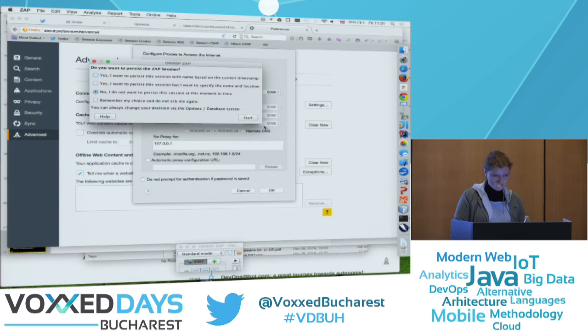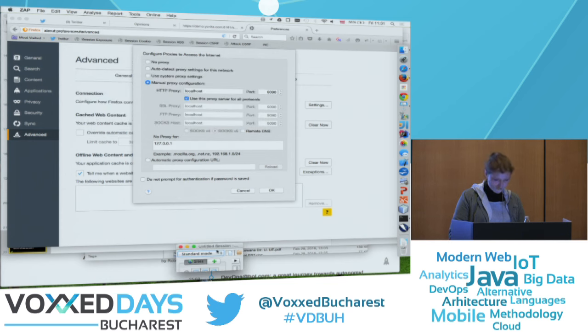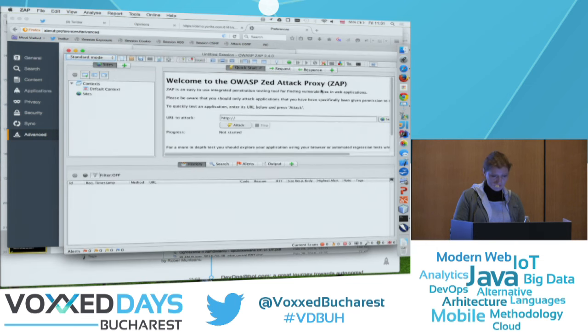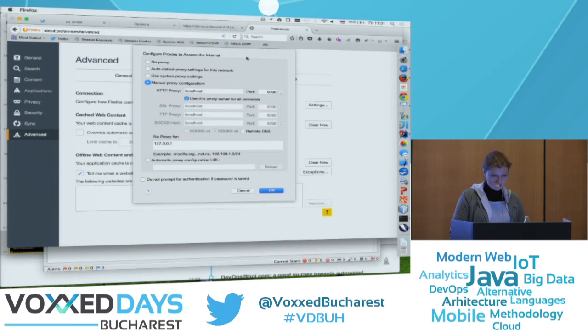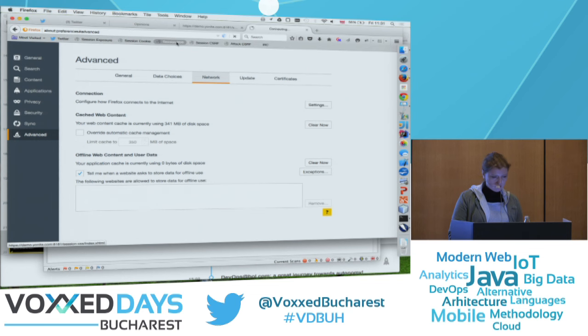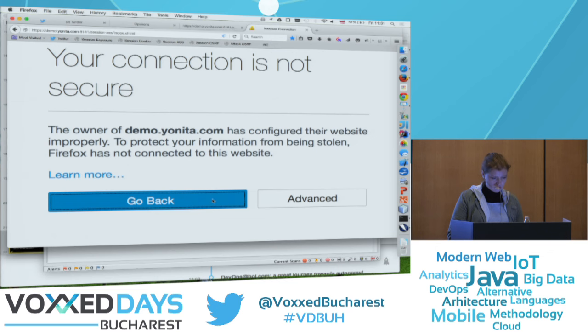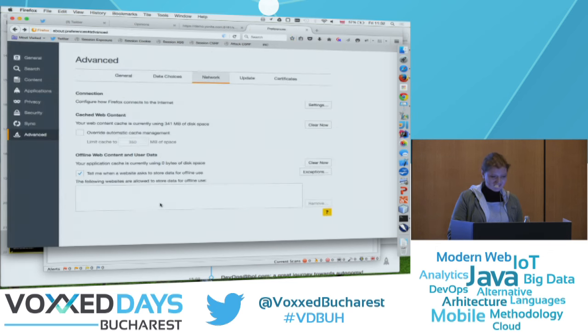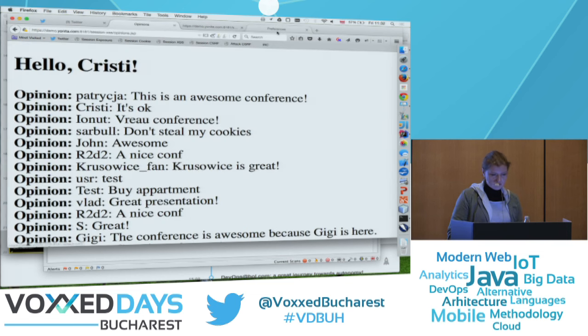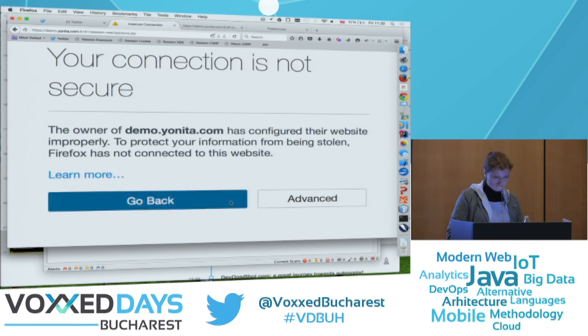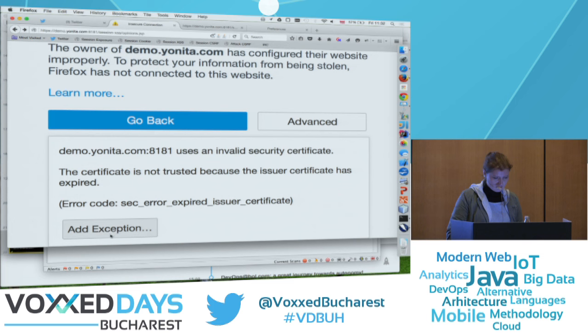My OWASP application proxy runs on my local machine. Oh my God, it's very small here. Okay, we got it bigger. It runs on port 9090. So I configure localhost proxy 9090 for my Firefox. And I will hijack another session. Oh, that's a problem because it's HTTPS and I'm going through proxy, so now it's not safe for Firefox at least. We'll see. Advanced, yeah. Add exception.